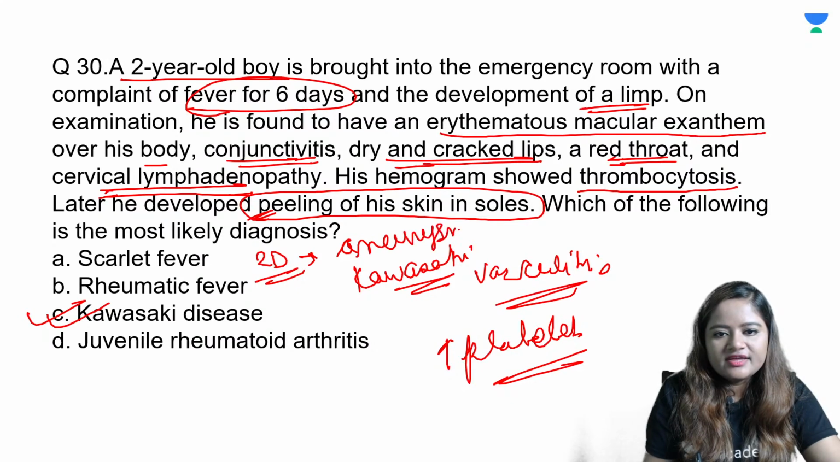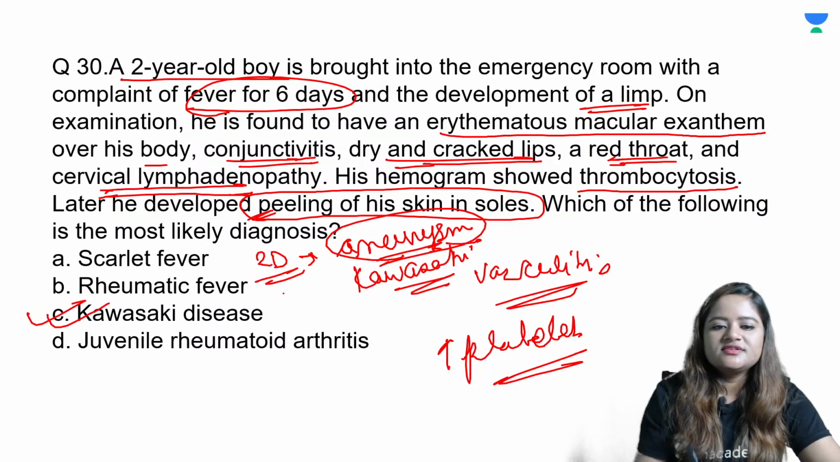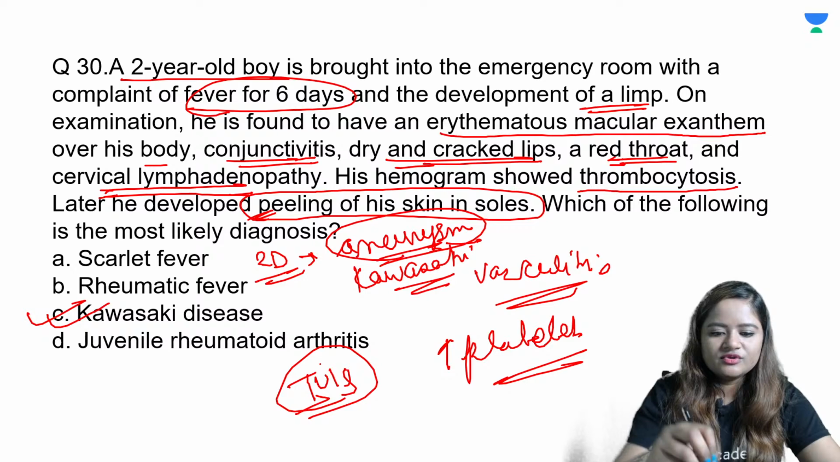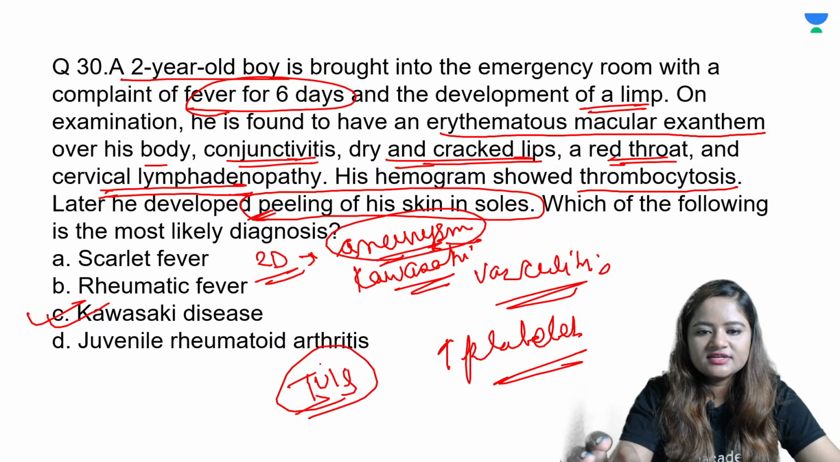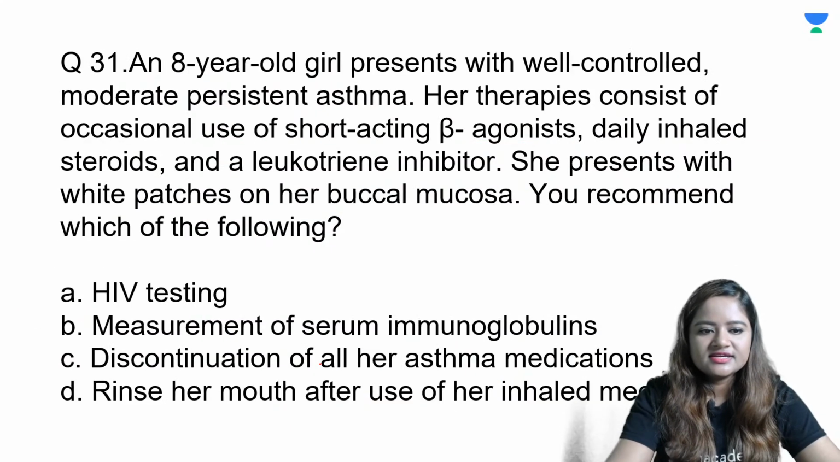So you are going to find the aneurysms of the middle-sized arteries. So that is one complication that is also asked from Kawasaki disease. And what is the treatment of choice? It is IVIG therapy. Okay, so IVIG you have to give, which is the treatment of choice for this clinical condition. Okay, so question number 30, the answer is Kawasaki disease.